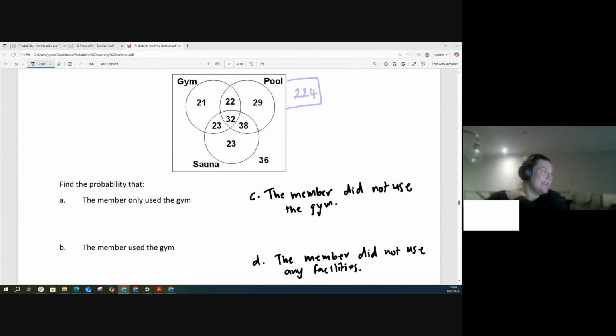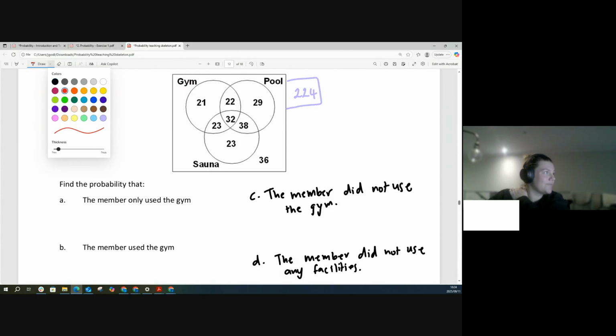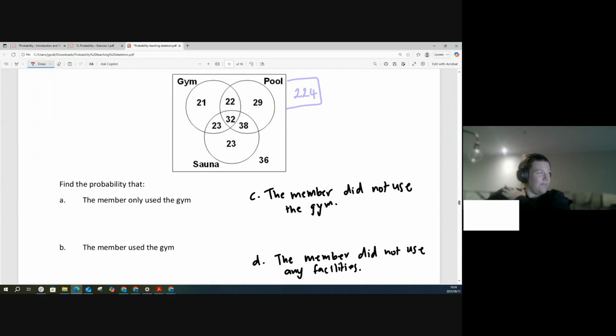So let's have a look. Find the probability that the member only used the gym. So there's these people over here. Those are the only people who only use the gym. The others all used something else. And because they said only, we can only include them. So we're going to have 21 out of 224.